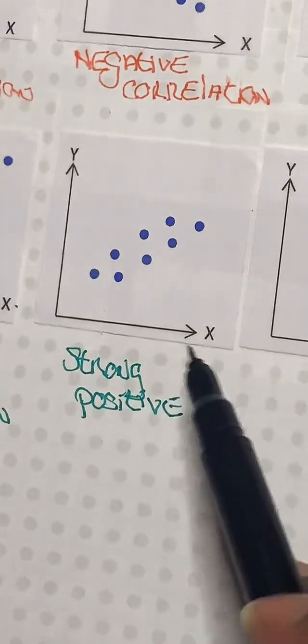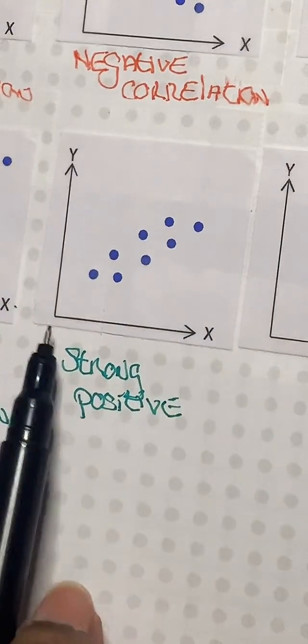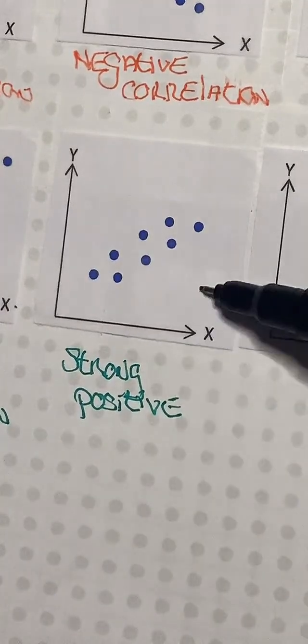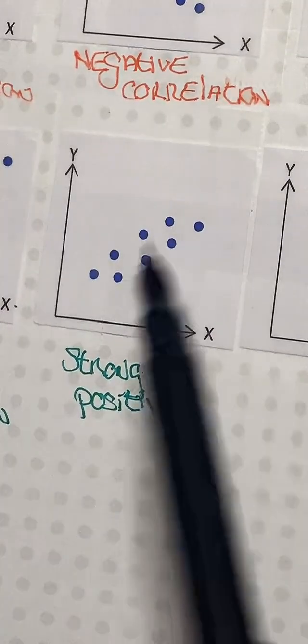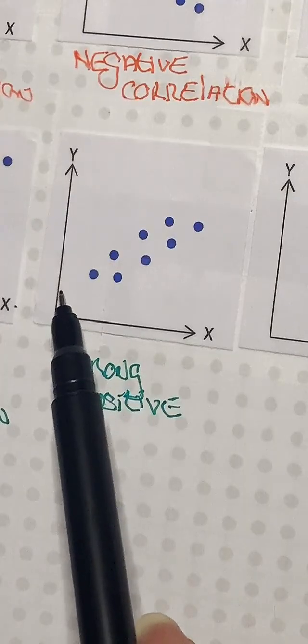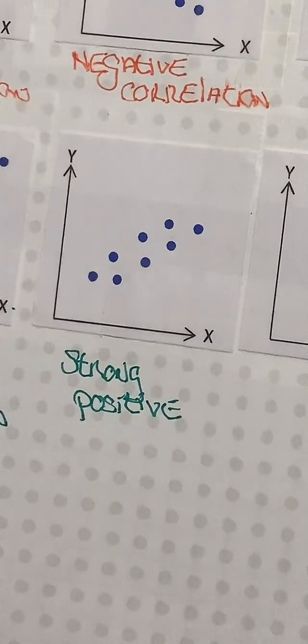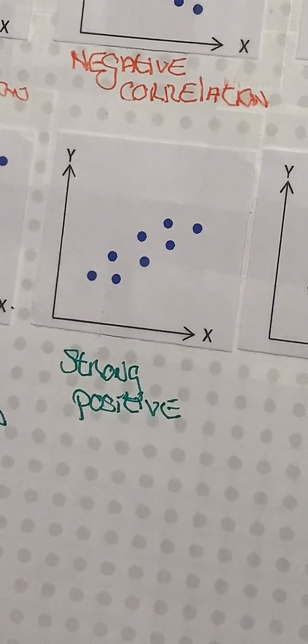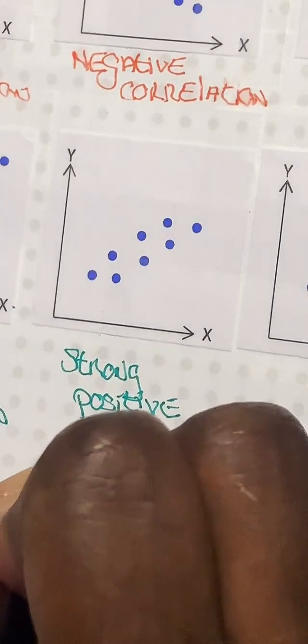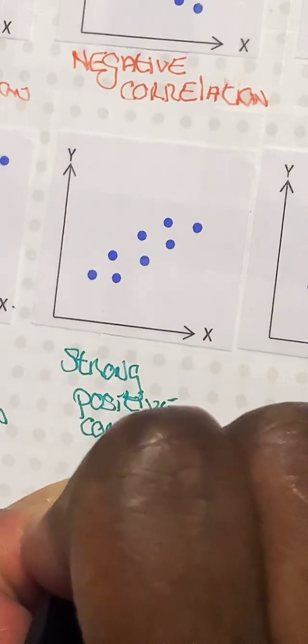Because I can see that it's increasing. As my x's are increasing, my y's are also increasing. And I can, if I wanted to, draw a trend line that's going to go through most of the points. So I can kind of get some kind of correlation right here. All right. Oops, forgot about the word correlation.